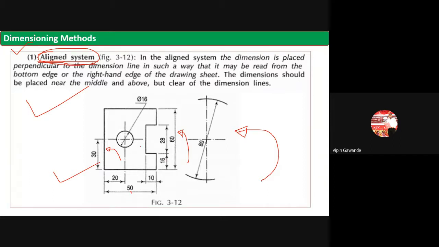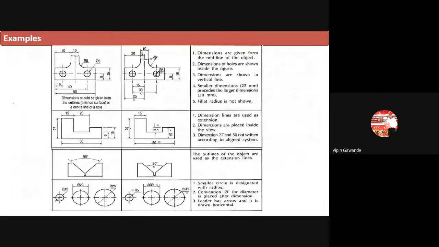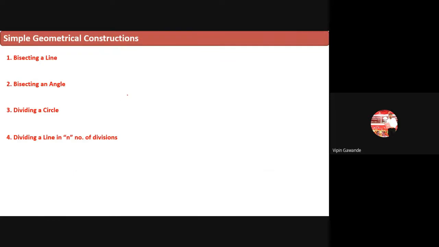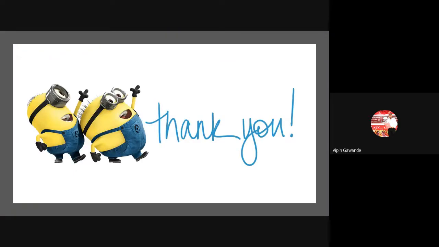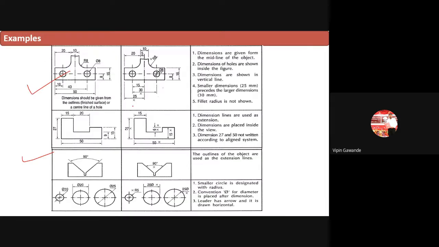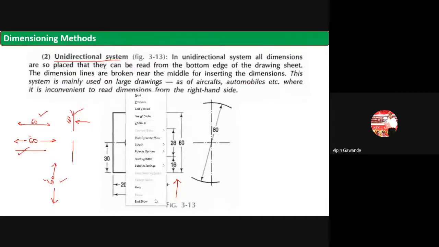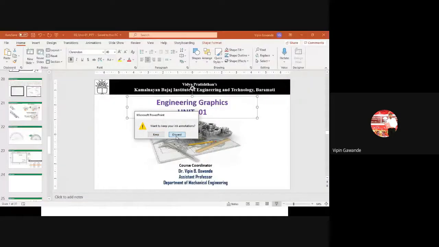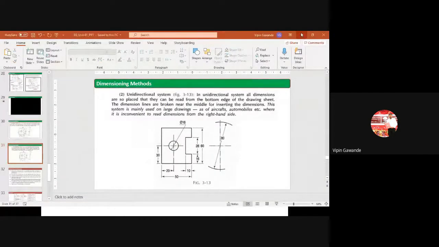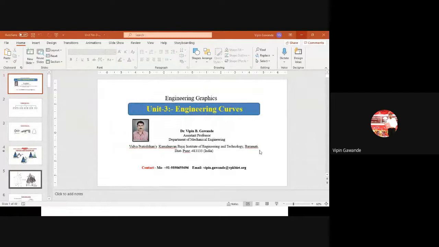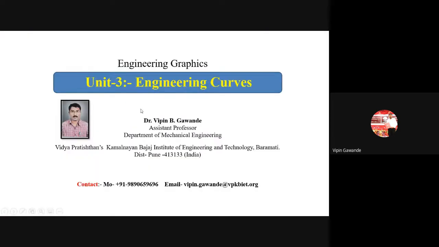So, the methods of dimensioning. These are some of the examples I have given. Likewise, we have seen the total thing from our unit number 1. So this completes our unit number 1. Now let us go to the next unit, and quickly we'll take the revision of this one.